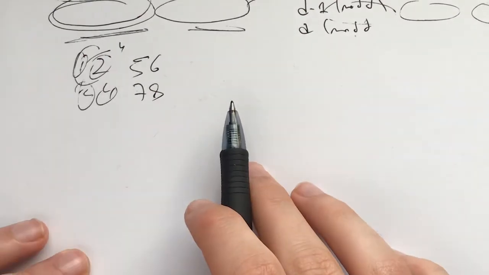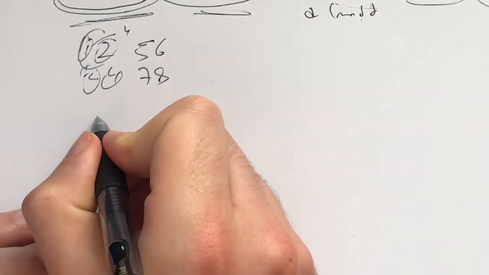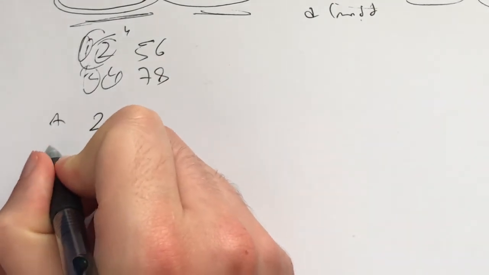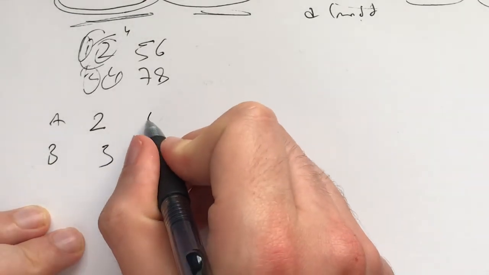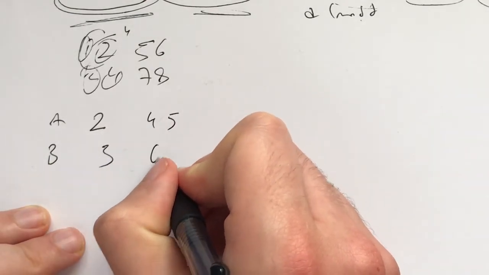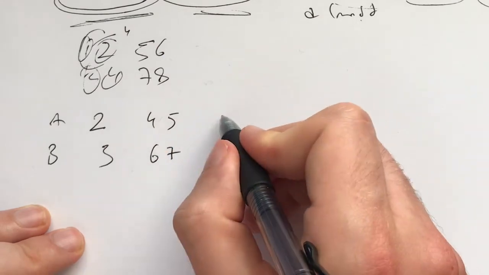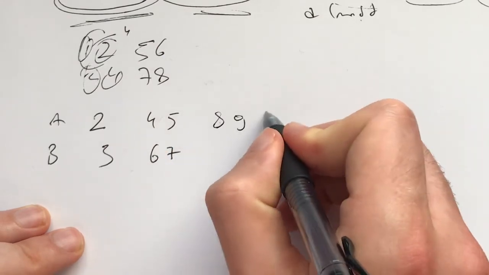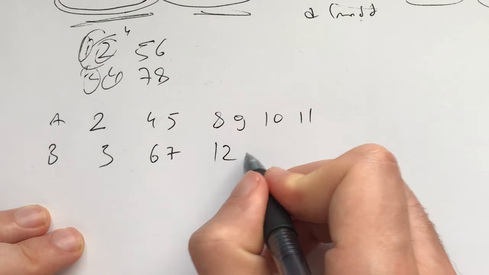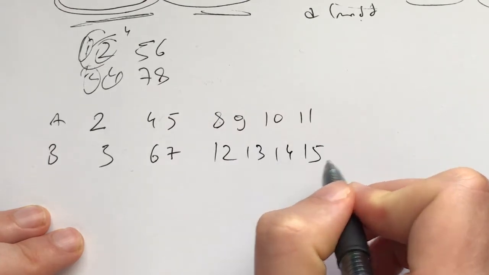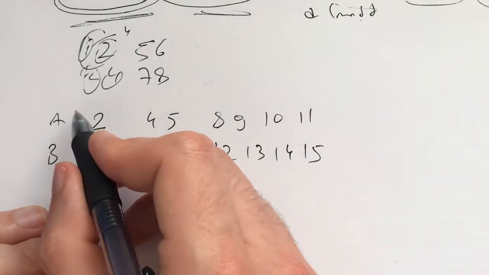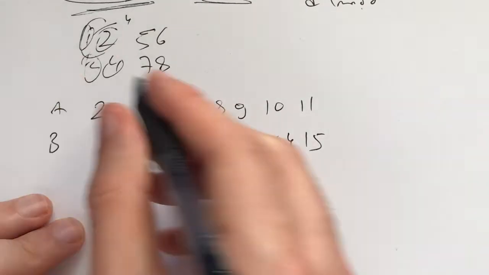So there are many constructions, but mine was: I give A 2, I give B 3, then I give 4 and 5 here, 6 and 7 here, then I give 4 here, I give 8, 9, 10, 11, 12, 13, 14, 15 here. What I'm doing is, because I have two things, I just wanted to make it look nice.